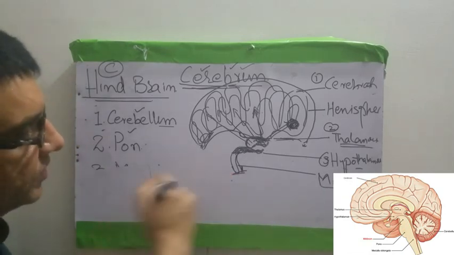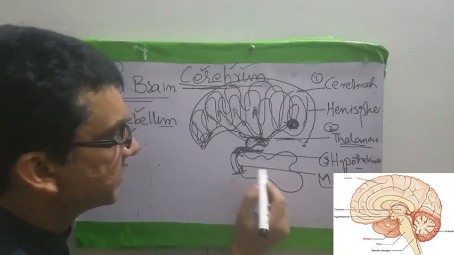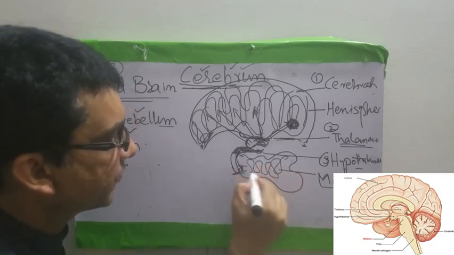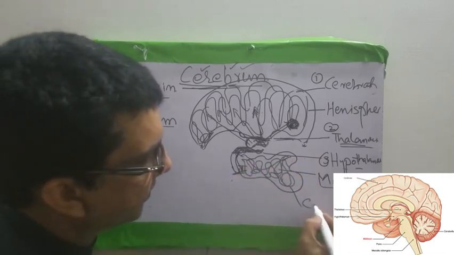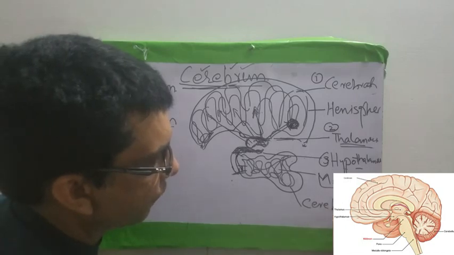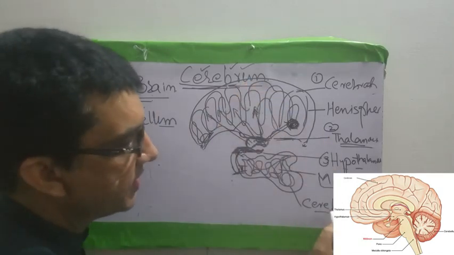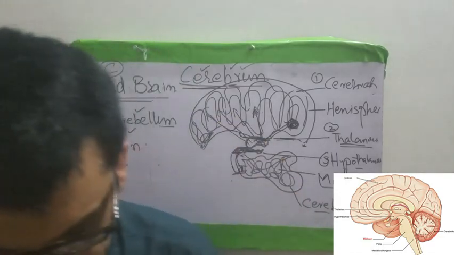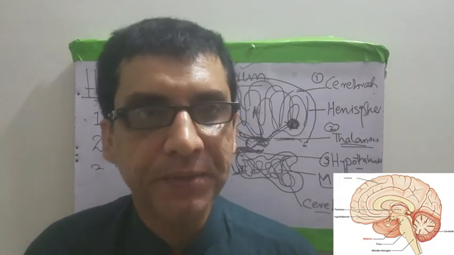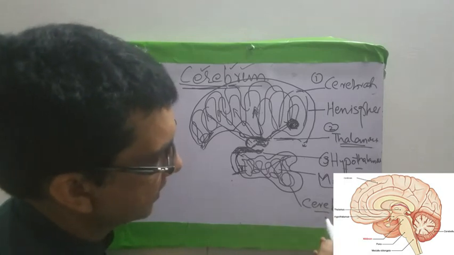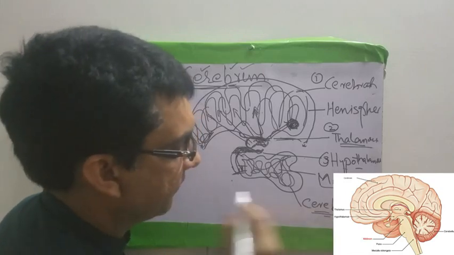Cerebellum. This is the cerebellum area. This is the second largest part of the brain. The largest part is the cerebrum, and the second largest part is the cerebellum. This cerebellum controls the posture, the balance, and the movement of the body. So the movement, the posture, the locomotion, etc., are controlled by the cerebellum. That is the function of the cerebellum.